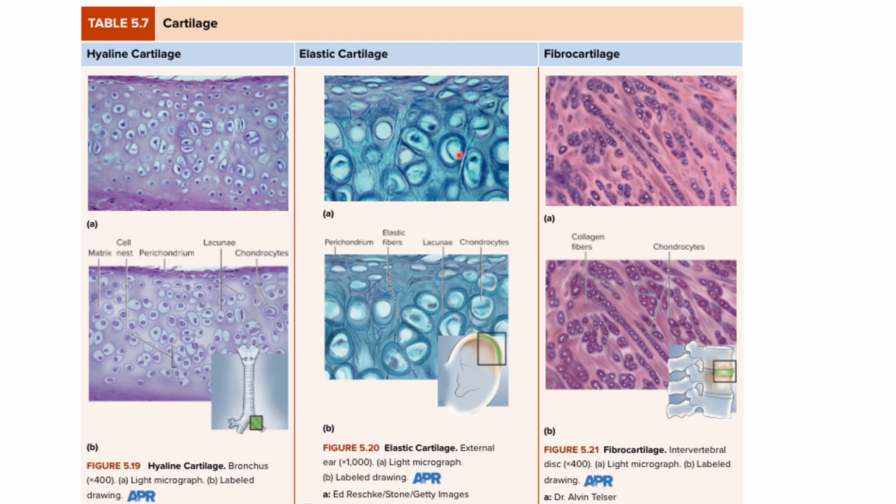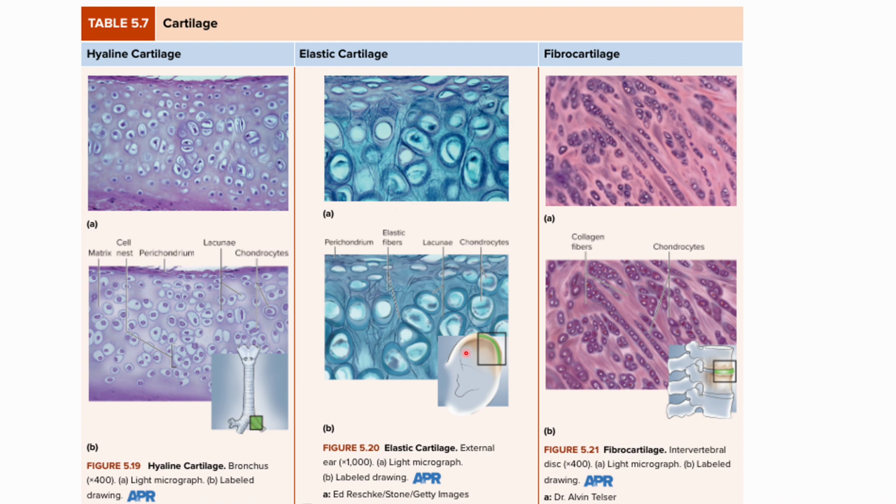Next, we have elastic cartilage. We see a chondrocyte in lacunae, chondrocyte in lacunae, chondrocyte in lacunae. But what do we see in the matrix? We see elastic fiber. So this is elastic cartilage. Oh yes, this example of hyaline cartilage is taken from the trachea, from your primary bronchi here.